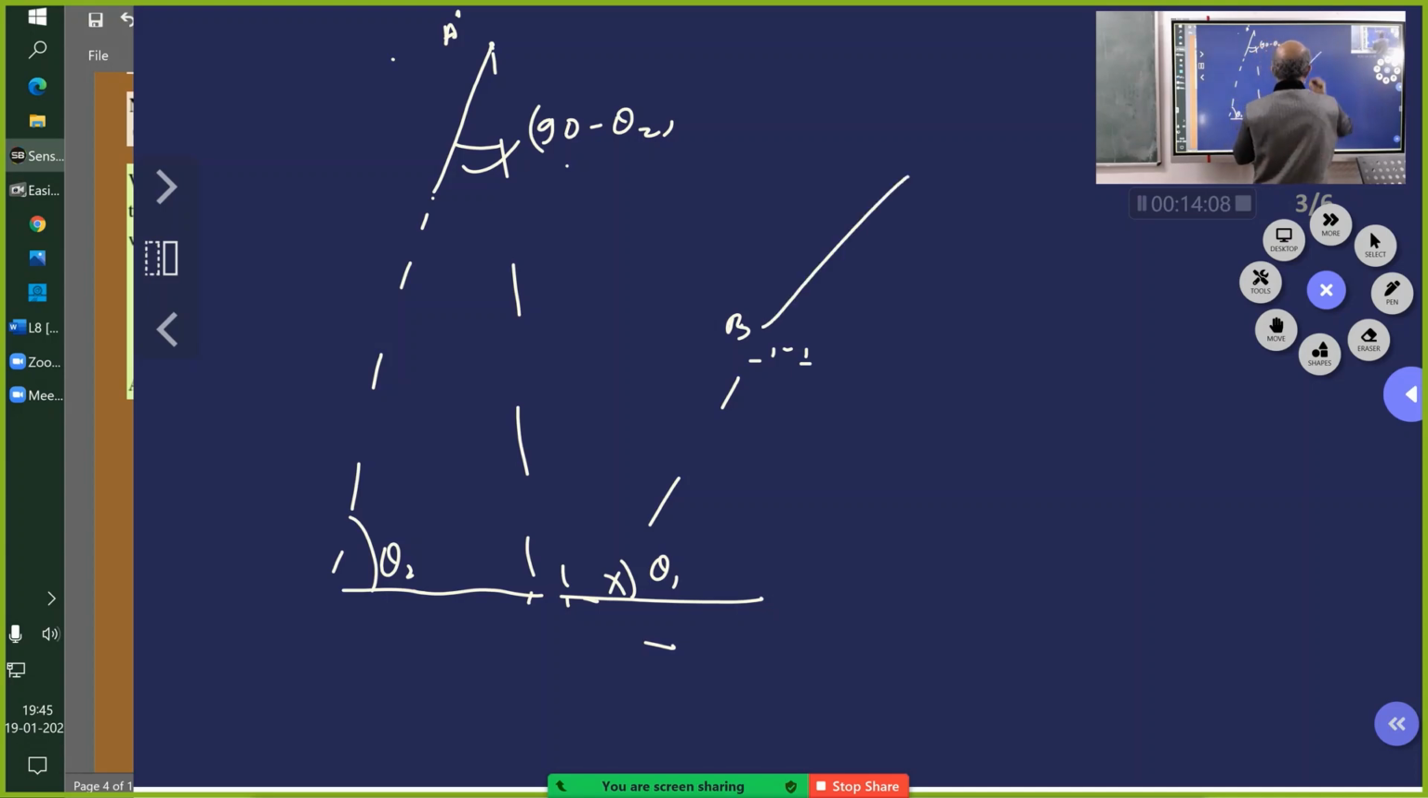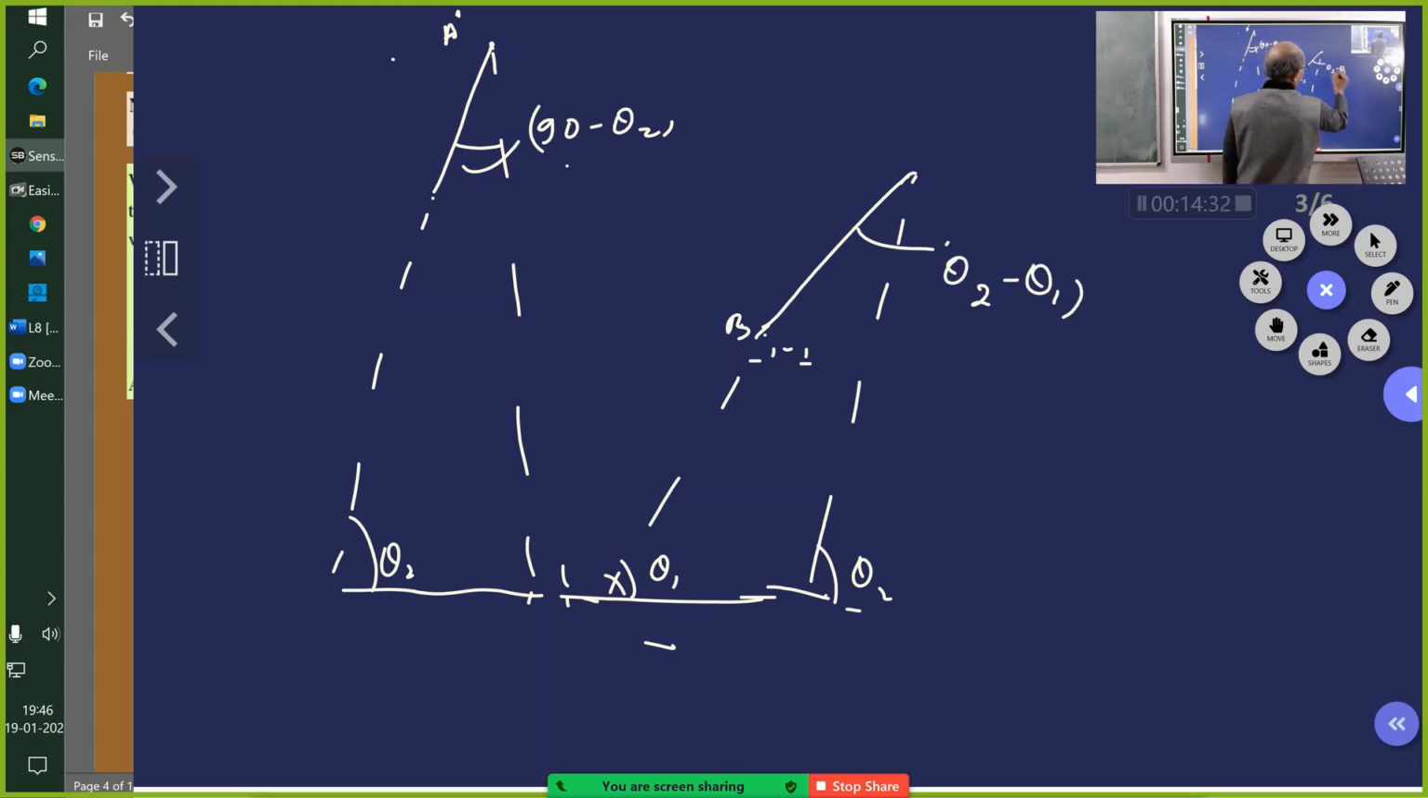So this line is theta 1 and this line is theta 2, correct? So if this line is theta 2 and this is theta 1, then this line must be theta 2 minus theta 1. Got it, all of you?